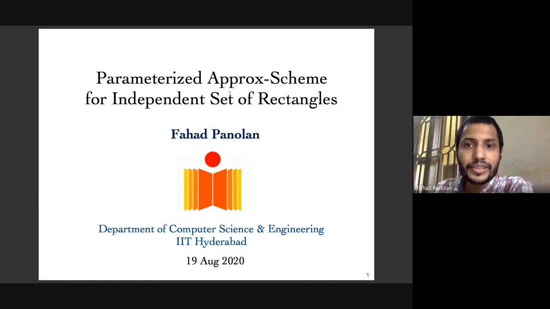It is Parameterized Approximation Scheme for a problem which is called independent set of rectangles. And this is a result that appeared in last year's ESA, and the authors are Fabrizio Grandoni, Stephan Kratsch, and Andreas Wiese. Okay, you will see the names.